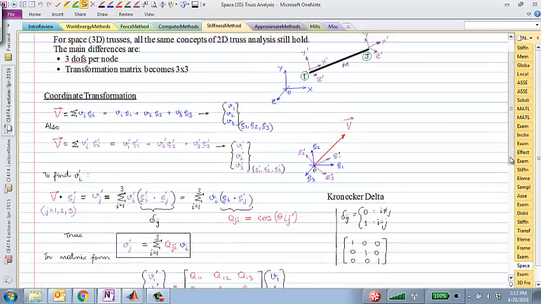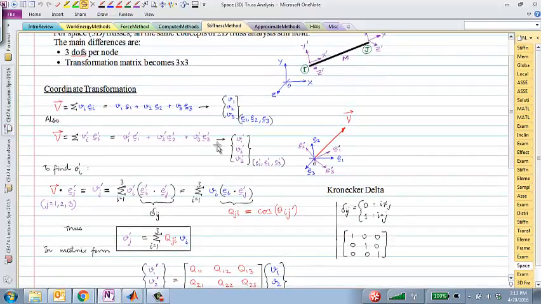So here's the logic that we'll use. We'll take the vector in the local coordinate system with the primes, and I'll take a dot product of that vector with unit vectors in the local coordinate system. So if I take this vector v, take a dot product of that with the unit vector in e1 prime direction, what would that be?